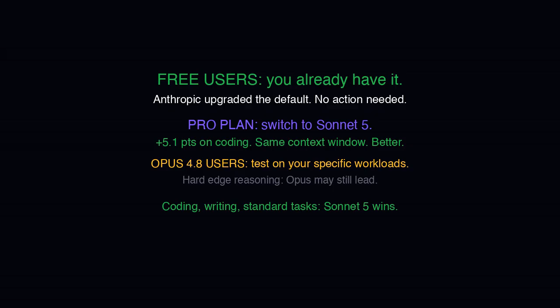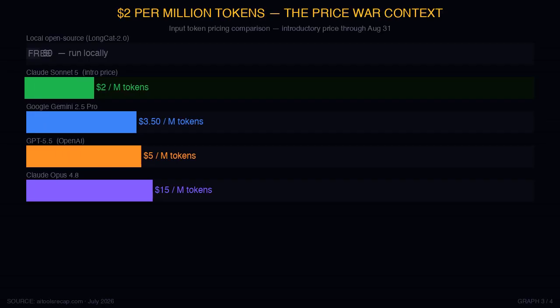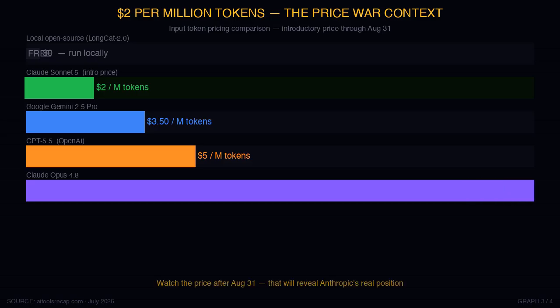This video's release context matters. $2 per million input tokens is not an accident of timing. Chinese open-weight models are available at $0, run locally. GPT 5.5 pricing from OpenAI has continued to compress. Google is competing aggressively on Gemini pricing across all tiers. The AI price war that started in early 2026 is now forcing every lab to compete on price as well as capability. Anthropic is positioning Sonnet 5 as the combination that matters, near Opus performance at well under Opus pricing.